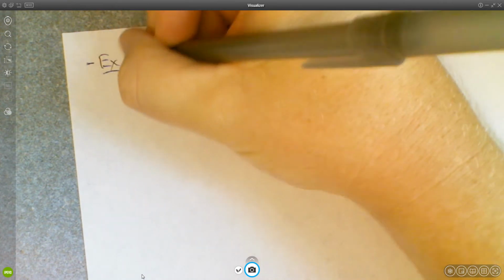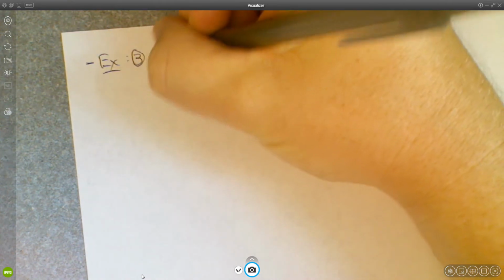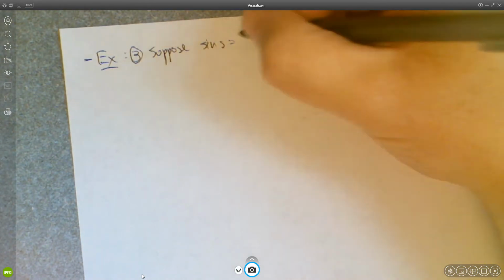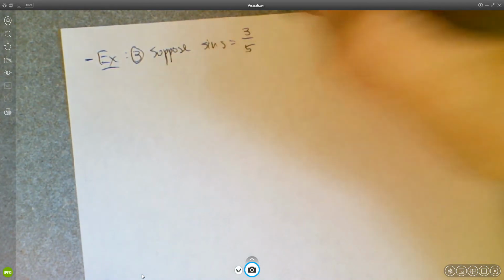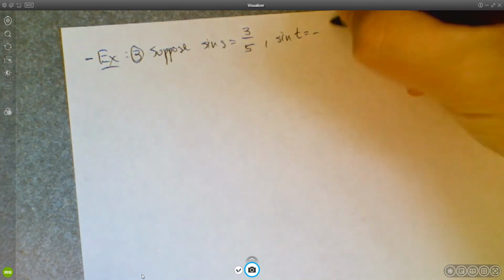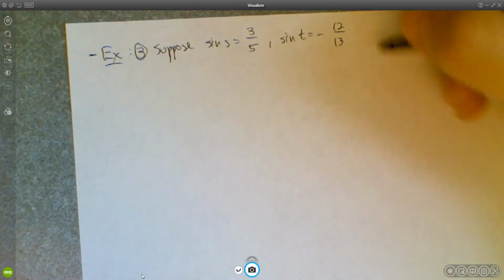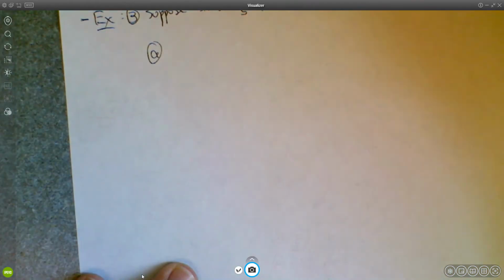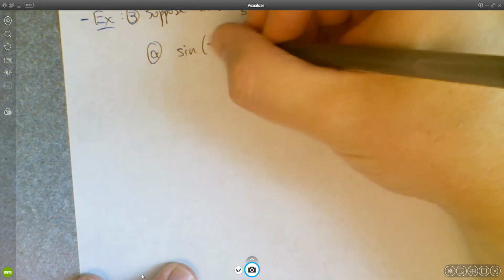Another set of examples. So let's suppose that sine S is 3/5. Sine T is negative 12/13. And S is in quadrant 1. T is in quadrant 3. And then let's find sine of S plus T.